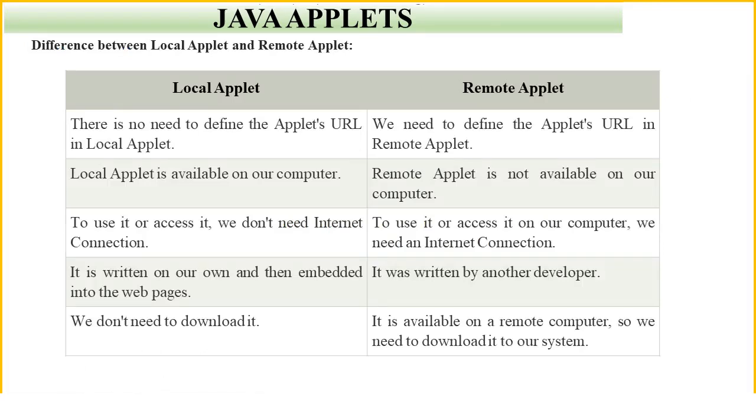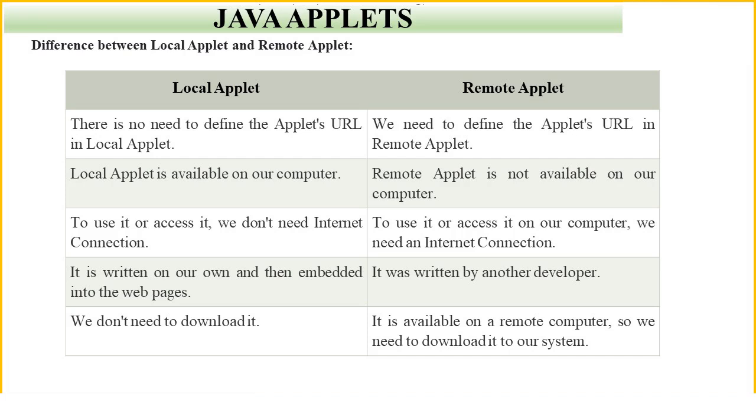Here is the difference between local applet and remote applet in a tabular column to have a look over. For a local applet, there is no need to define the URL. But in a remote applet, we need to define the URL. A local applet is available on our computer. A remote applet is not available. In order to use a local applet, we don't need an internet connection, but when you go for remote, you need it.